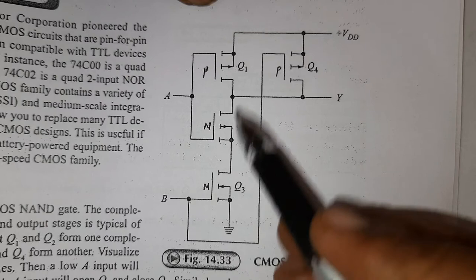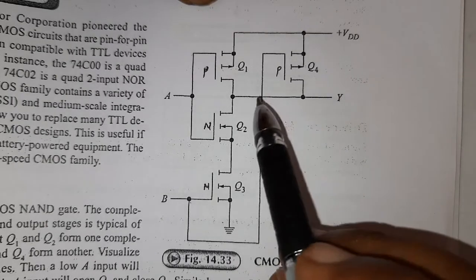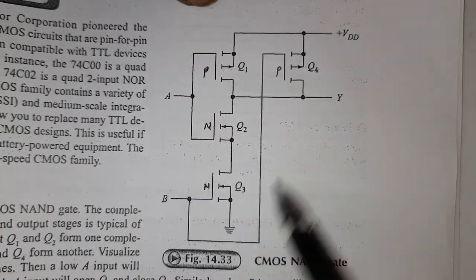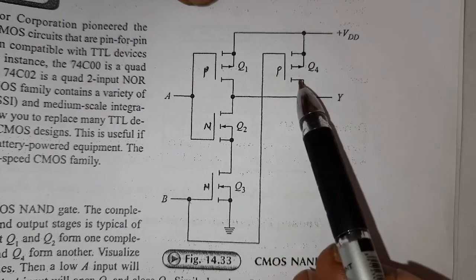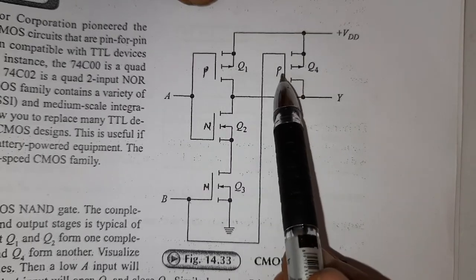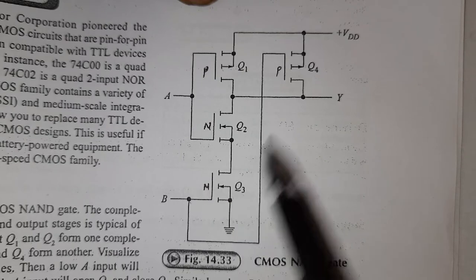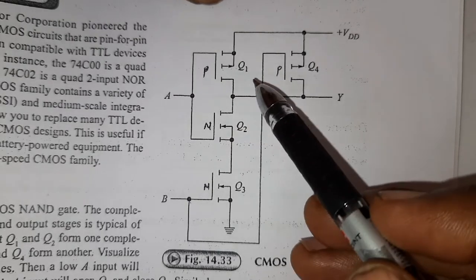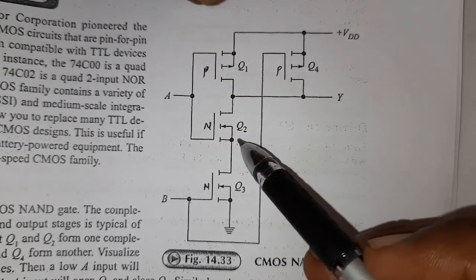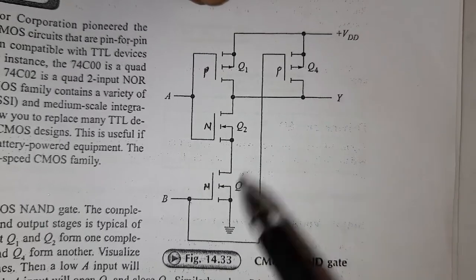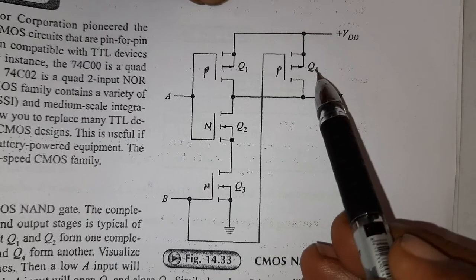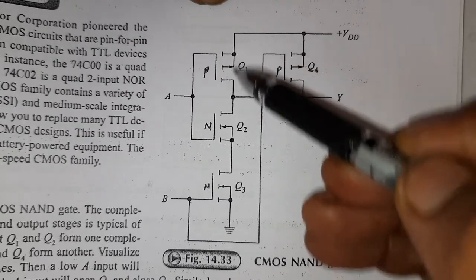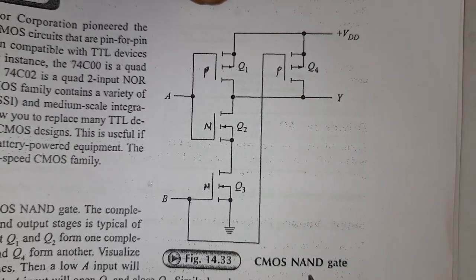Now, if you observe the connection, you will observe that P-type MOS of the 2 CMOS, this is one CMOS, this is the other CMOS, are in parallel, whereas N-type MOS of the second CMOS is in series with the first CMOS. If we think about the CMOS made up of Q1, Q2, and the other CMOS made up of Q4, Q3, then Q4 is in parallel with Q1 and Q3 is in series with Q1, Q2. And this structure will work as a NAND gate.